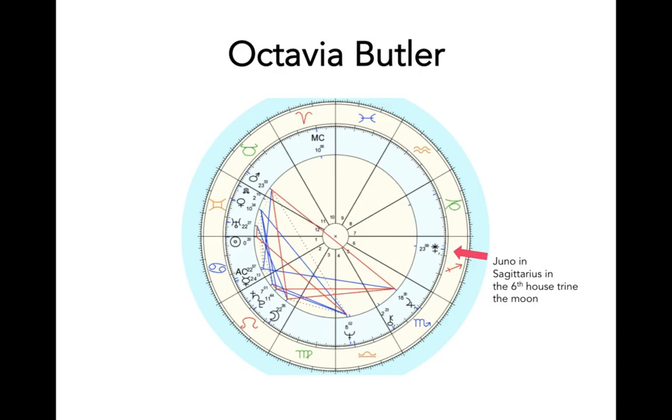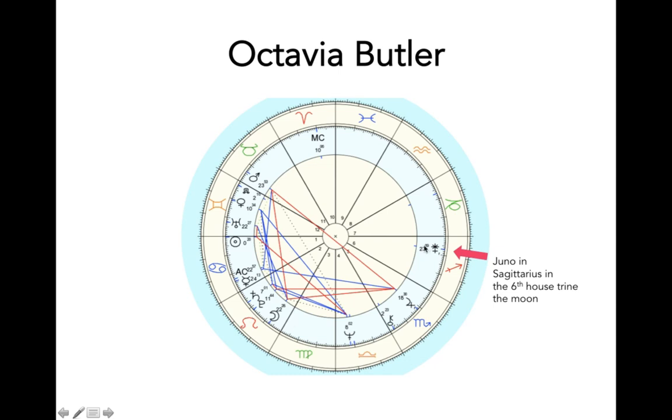So one example here is Octavia Butler. Remember I said I couldn't find any information on Octavia's personal relationships. And so when we were talking about Juno in the 6th house for Octavia Butler, I was saying that it's quite possibly indicative of her most important relationships being to her work or coming through her work. So if we look at what her Juno is in a very tight aspect to, the closest aspect is the moon.